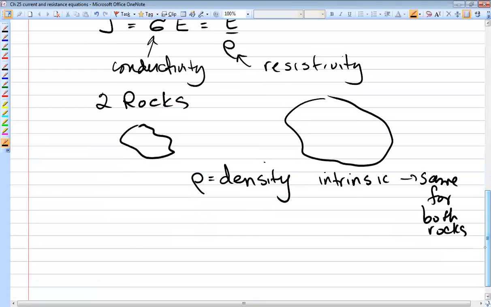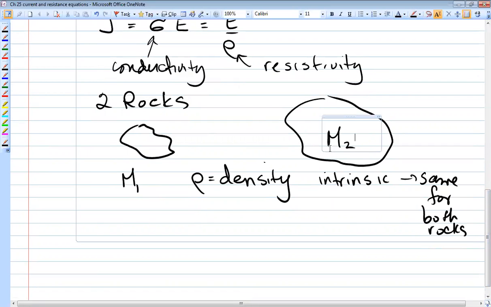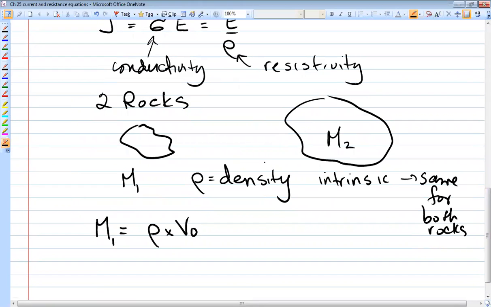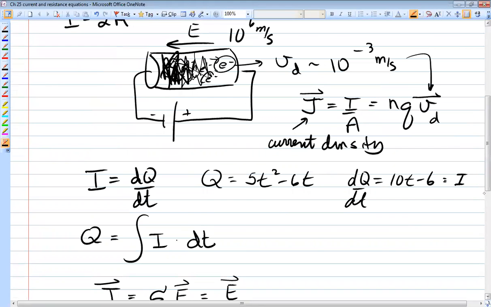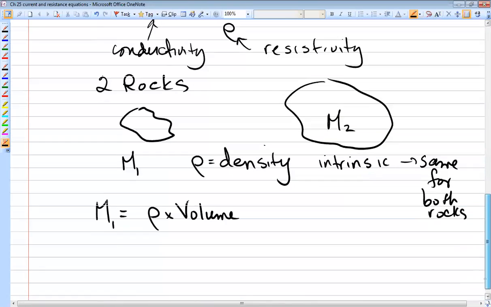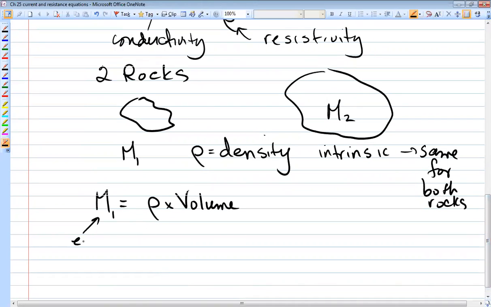Now, the mass of the rock is totally different, obviously. This is M1 and this one's M2. The mass of the rock depends on the volume of the rock, and we'd have to calculate the mass. So the mass would be the density times the volume, and depending on the volume, they would have different masses. This is an extrinsic property that depends on the actual sample.